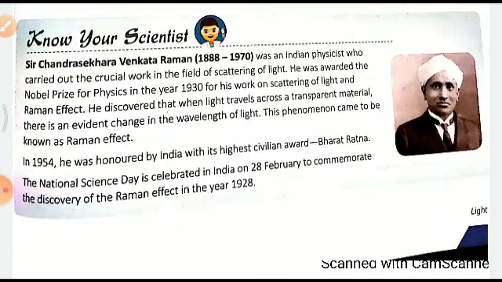Now we are into some words for the great Indian scientist C.V. Raman. He was an Indian physicist who carried out crucial work in the field of scattering of light. He was awarded Nobel Prize for Physics in the year 1930 for his work on scattering of light and Raman effect. Right? He discovered that when a light travels across a transparent material, there is an evident change in the wavelength of light. This phenomenon came to be known as Raman effect. He was also awarded with Bharat Ratna. National Science Day is celebrated on 28th February to commemorate the discovery of Raman effect in the year 1928.